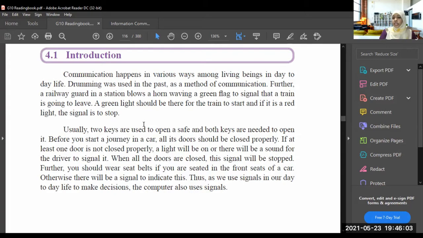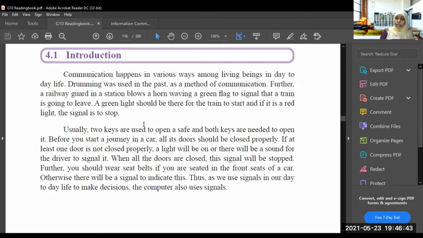Before you start a journey in a car, all its doors should be closed properly. You know that. The people who have traveled in the car know, before starting the journey, all the doors should be closed, right? If at least one door is not closed properly, what will happen? A light will be on, or there will be a sound for the driver to signal it. So you have experienced all these things, right?